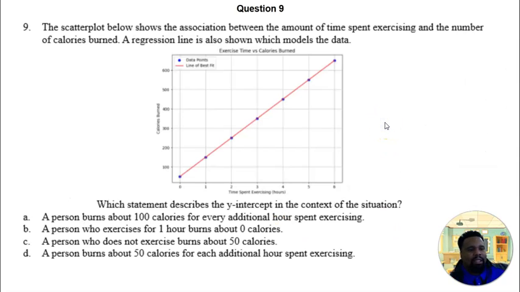Let's look at number 9. The scatter plot shows the association between the amount of time spent exercising and the number of calories burned. The regression line is shown, which models this data. It says which statement describes the y-intercept in the context of the situation. So we want to see what the y-intercept could be. And if we look at the y-intercept here, it's kind of hard to see.